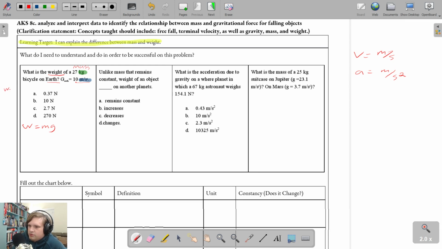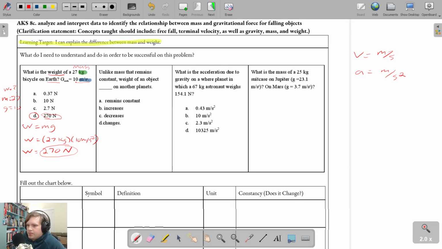Okay, so our W is our question mark. Our mass is 27, and our g is 10. So all we do is come down here and plug it in. W is equal to 27 kilograms times 10 meters per second squared. Beautiful. Do your multiplication. That's all that we need to do. W is then equal to 270. And since weight is the same thing as force, our units are newtons. So we do this. We have our answer, 270 newtons. Looky here, 270 newtons. So our answer is D.